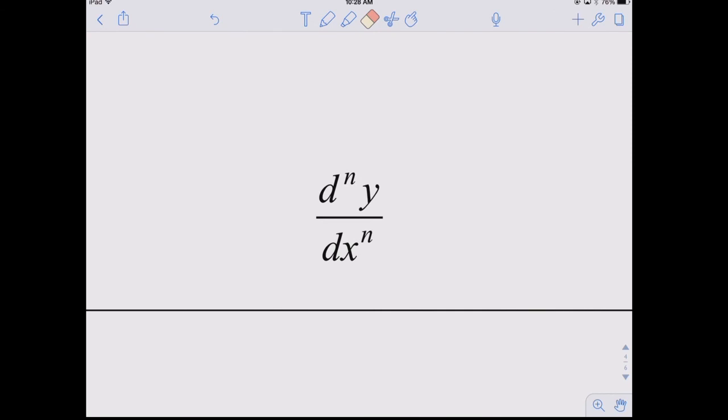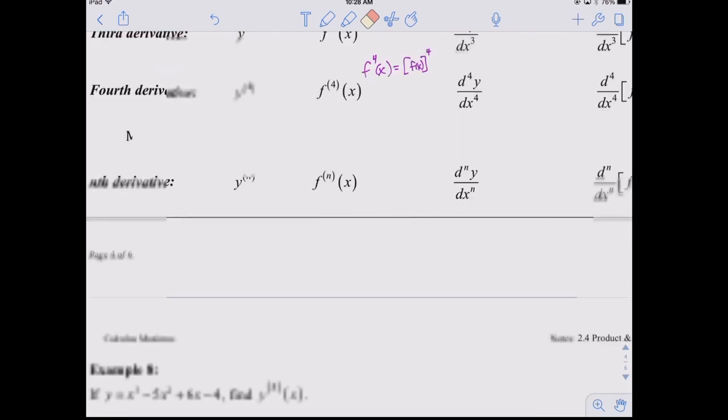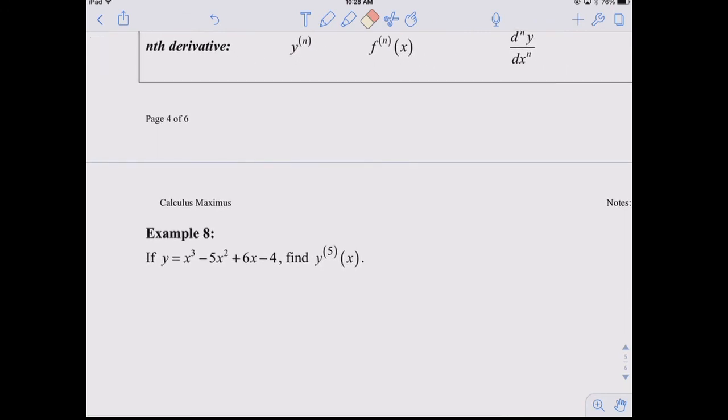All right, ready to practice higher order derivatives? Heck yes. Heck yes. Very polite way to say heck yeah.